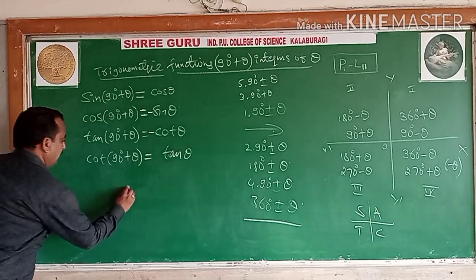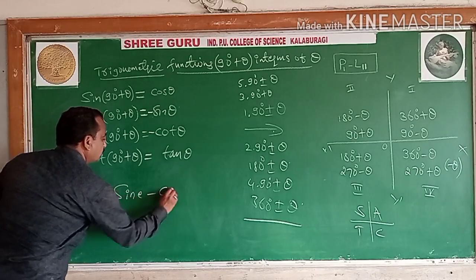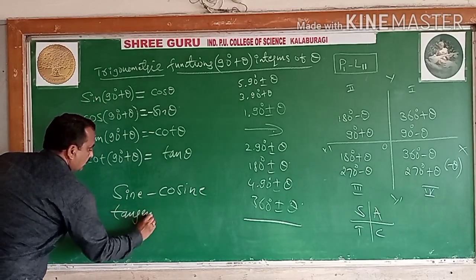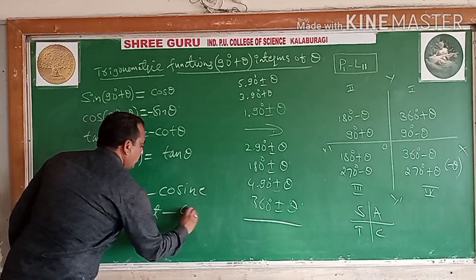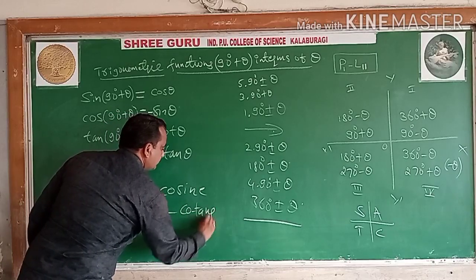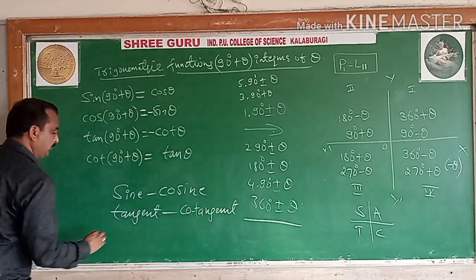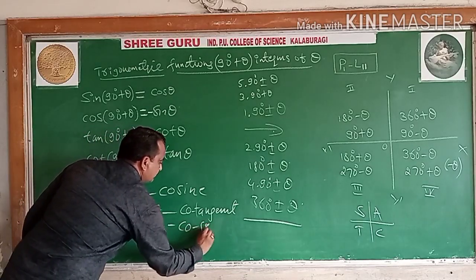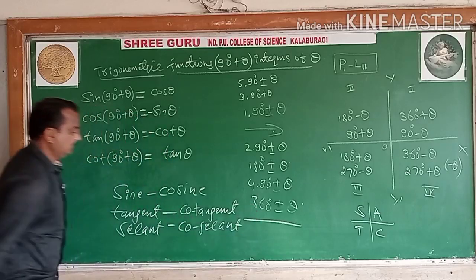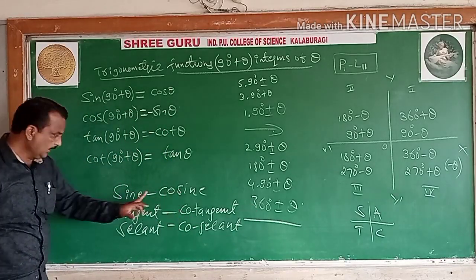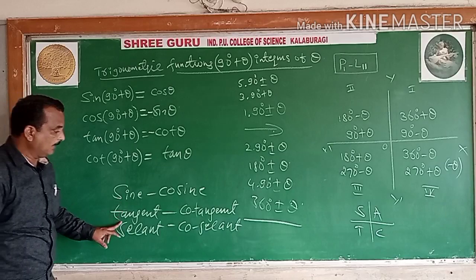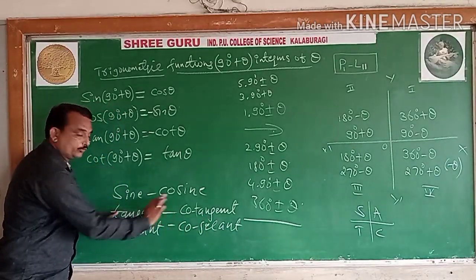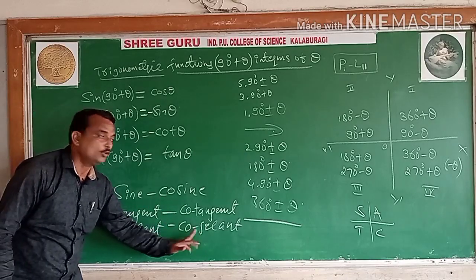So you know, sine, cosine, tangent, we have already discussed, cotangent, tangent, cotangent, secant, cosecant. Yes, these are the co-functions. Sine and cosine are co-functions, tangent and cotangent are co-functions, and you know these two are also reciprocals of each other. Secant and cosecant are co-functions.